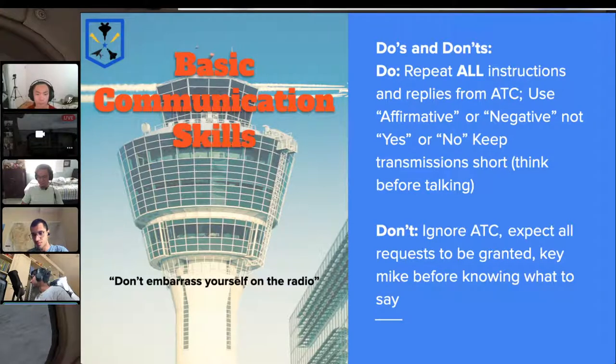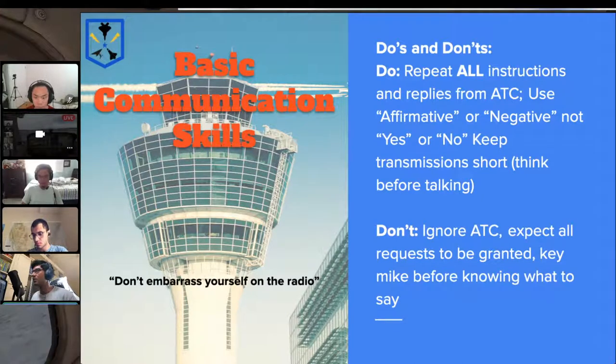But anyway, now we're going to get ready for taxi, and I will do better and probably use Wilco if necessary. So he said advise ready when ready to taxi. We're ready to taxi, so let's advise them.